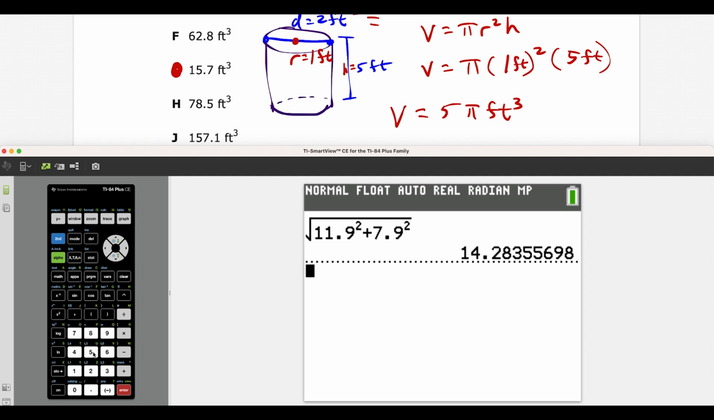But if you want to see the actual value here, just press 5 and then second, and this up arrow here will tack on a pi like this.